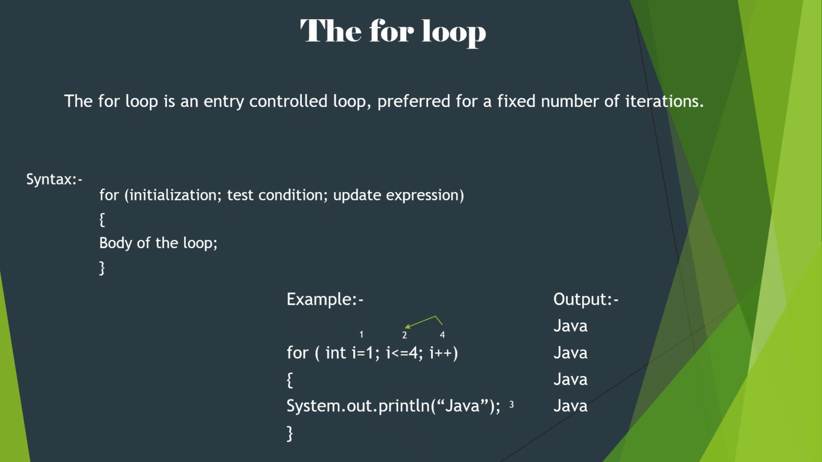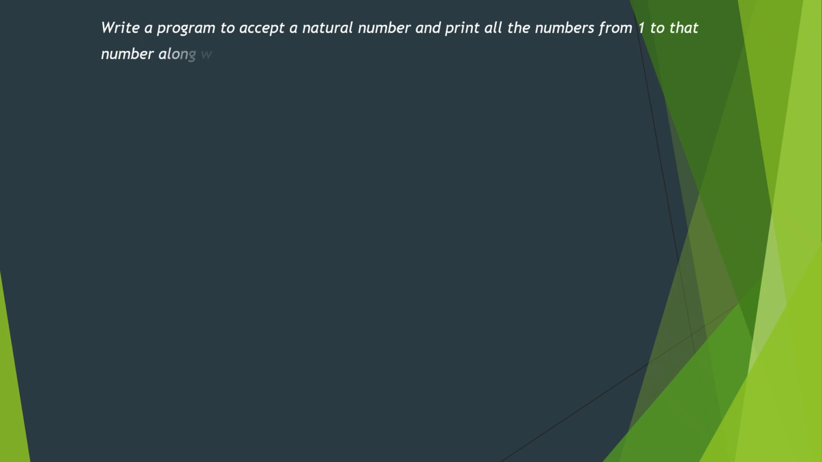Now let us see with the help of some programs. Write a program to accept a natural number and print all the numbers from 1 to that number along with their sum. It means if we enter 5, the program should print all the numbers from 1 to 5 and the sum of all the numbers from 1 to 5.